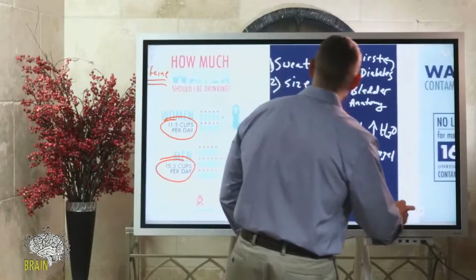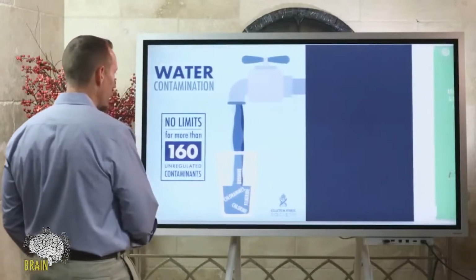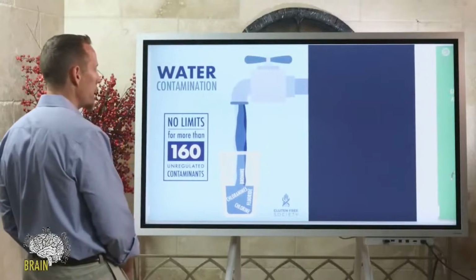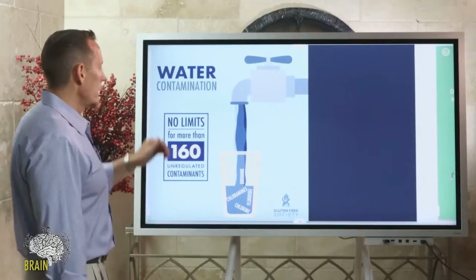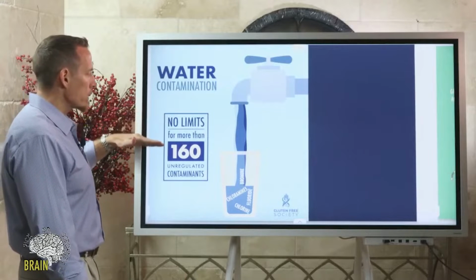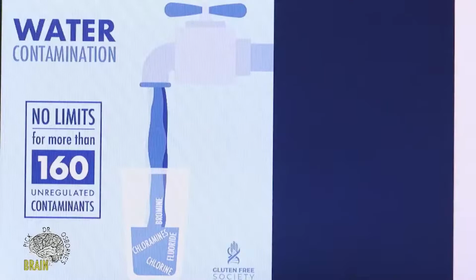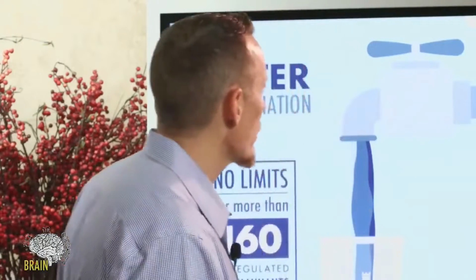Okay, let's talk about water quality. This is a big issue here. From a water contamination perspective, there are no governmental regulations or limits for more than 160 contaminants. So that's kind of scary when you think about it, because you see the signs when you're driving into some cities, classified as a great water town or clean water town.